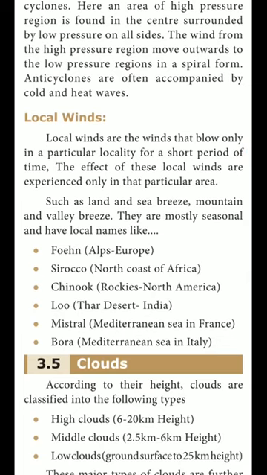What are the names? In the Alps, Europe, it is named Foehn. On the north coast of Africa, Sirocco. In the Rockies, North America, Chinook. In the Thar Desert in India, it is named Loo. On the Mediterranean Sea in France, it is named Mistral. And on the Mediterranean Sea in Italy, it is named Bora. So local winds blow only in a particular locality for a short period of time, and they have different names, you all know, isn't it?